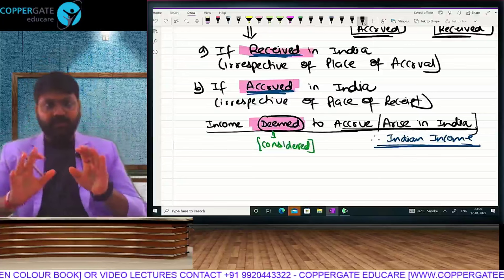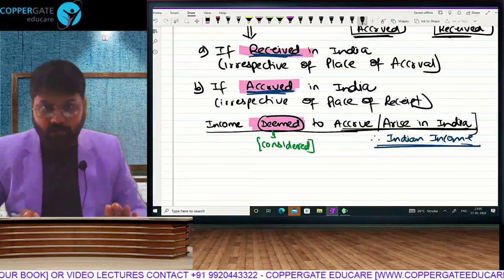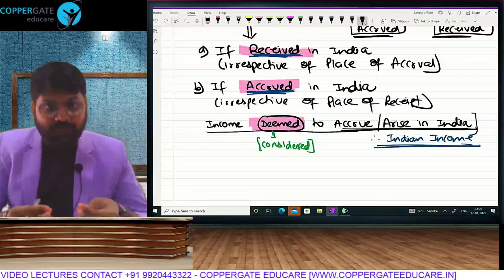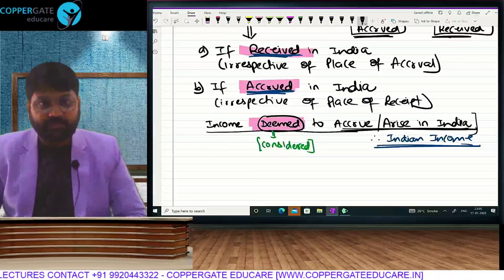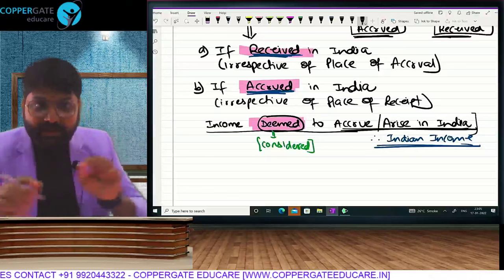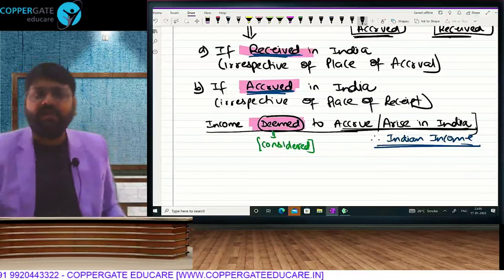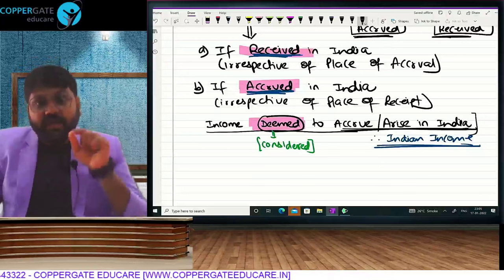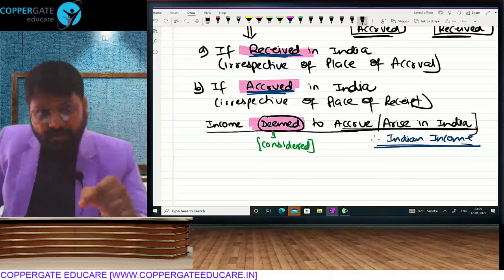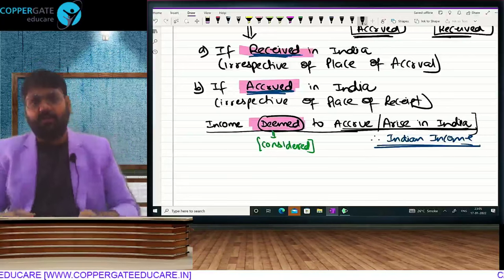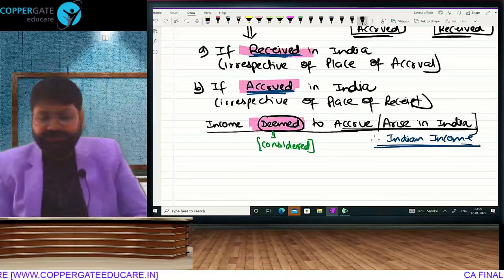The word deemed is new for a lot of students. But have you heard the words assume, presume, considered before today? Now you do one thing, read the line not with the word deemed, but with the other word that I have written. Then what is the line? Income which is assumed to accrue or arise in India. Income which is considered to accrue or arise in India.